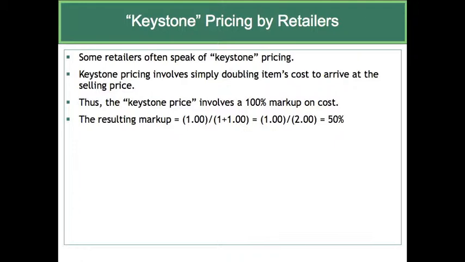If a firm uses keystone pricing, they're basically doubling the cost of the item, which is a markup on cost of 100%, and the resulting margin is 50%. Very commonly used retail technique in pricing.